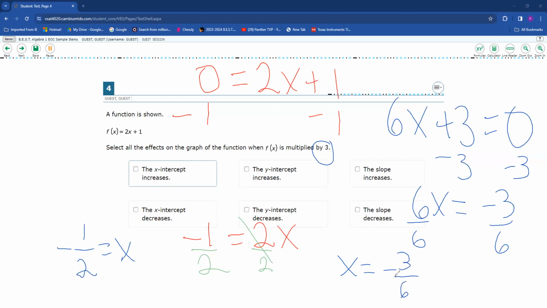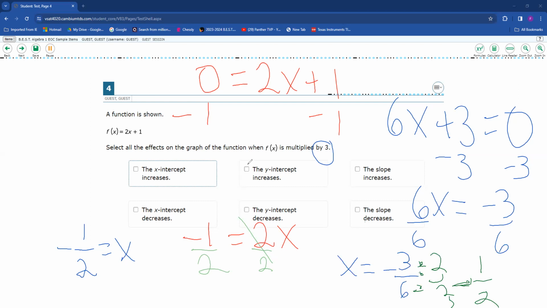Now, negative 3 over 6 is the same as negative 1 over 2 when we divide both the top and the bottom of the fraction by 3. Sorry, it should be both by 3. 3 divided by 3 is 1, 6 divided by 3 is 2. My bad. And it's still negative, so negative 1 over 2. So the x-intercept neither increases nor decreases, it stays the same.